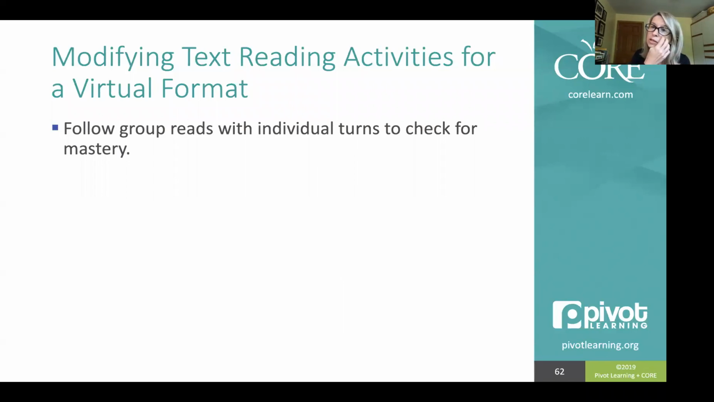So just again, like in real life in your classroom, you're going to want to follow your group story reads with individual turns, because your individual turns are really your way to check on student mastery. When you call on individuals, if you have a lot of students in your group who are making errors, that means that the group is not firm and that you want to go back and provide additional instruction and practice for the entire group.